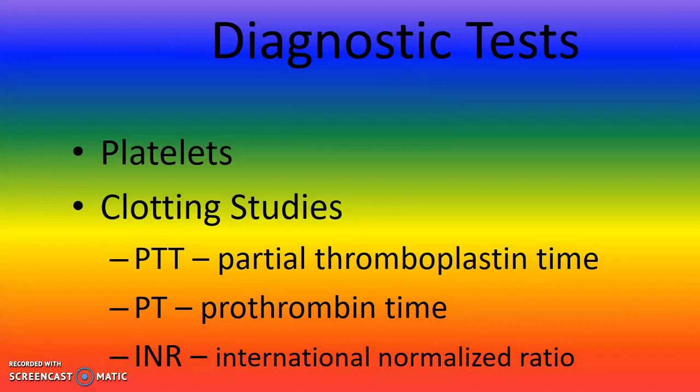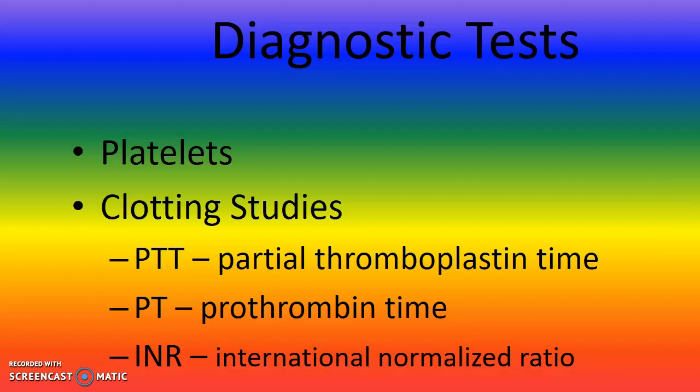Some other diagnostic tests are part of our CBC. We want to look at the platelets. We know that 150 to 400,000 is normal, and we want to make sure our patient is normal. If the platelets are low, they're going to have a bleeding problem. If the platelets are high, they're going to have DVTs. They're going to have a lot of clotting problems.